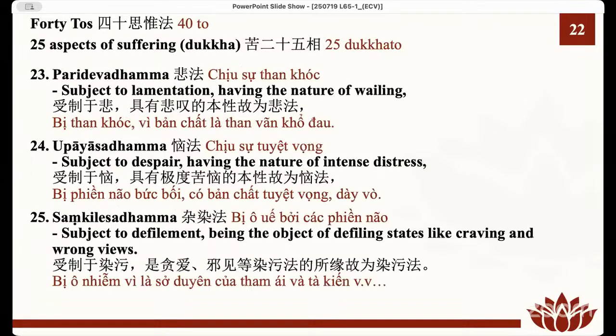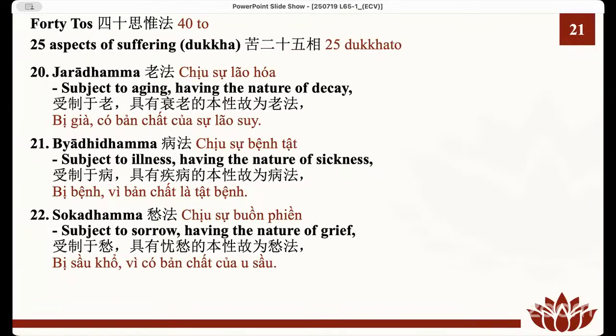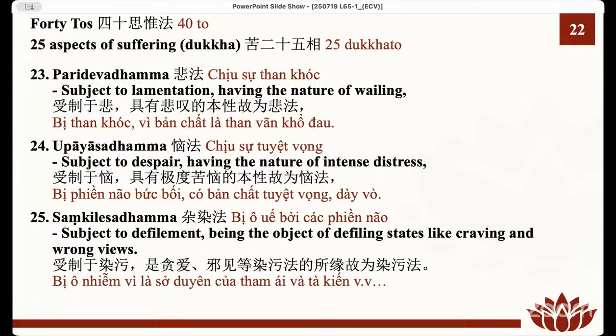If we talk about grief, we have to lose something. If we have loss of wealth, loss of health, we have to suffer, right? We may have grief. But here, this body is also subject to sorrow. Then similarly, paridevadhamma, subject to lamentation, having the nature of wailing. Upayasa dhamma, subject to despair, having the nature of intense distress. I mean, very strong stress. We have to say despair. Then finally, we have sankilesa dhamma, subject to defilements, being the object of defilements, also defining states like craving and wrong view. So these are the definitions of dukkha.